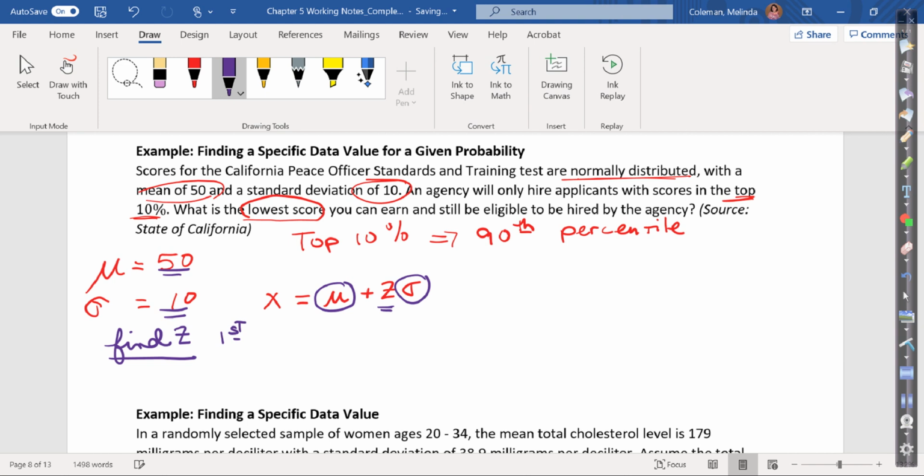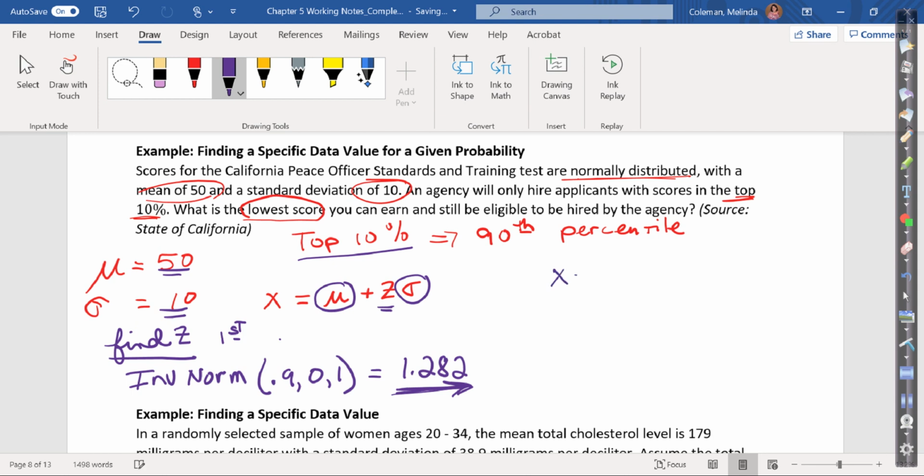So how do I find a Z score? Well, the Z score is going to be to do the inverse norm, 0.9, 0, 1. And if I do that, I end up with 1.282. Because I want the top 10%, I know that I'm going to go to the right here. So this value is going to stay positive, which makes sense.